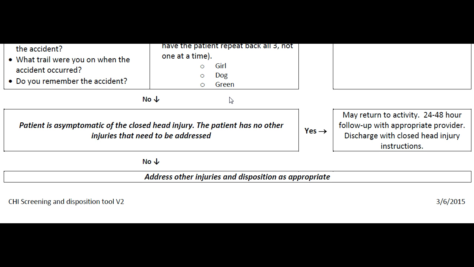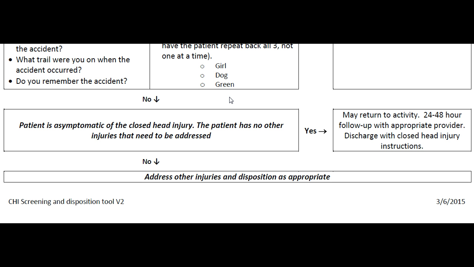But if they don't have any other injuries, and they're asymptomatic of their closed head injury, they're just asymptomatic right now, which means they can return to activity. They've got nothing to suggest a concussion. They need a follow-up in 24 to 48 hours with an appropriate provider. Again, primary care provider, walk-in care, emergency department, whomever. But they need to be checked in that time period.